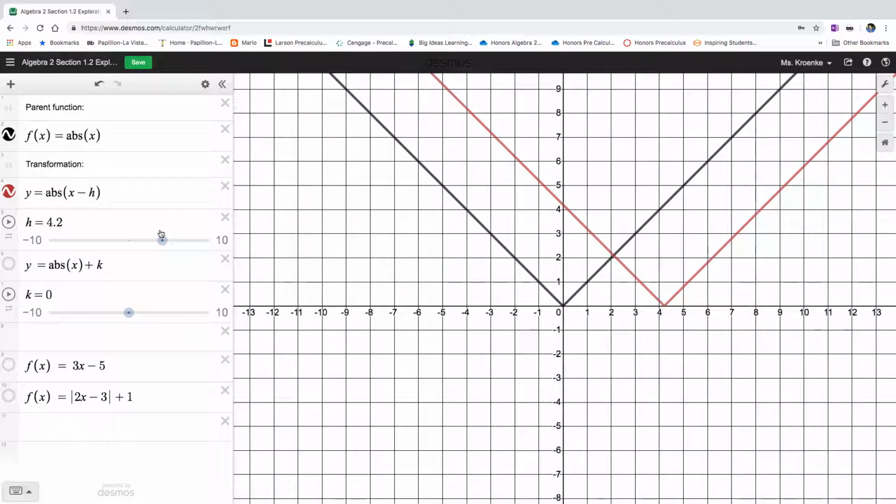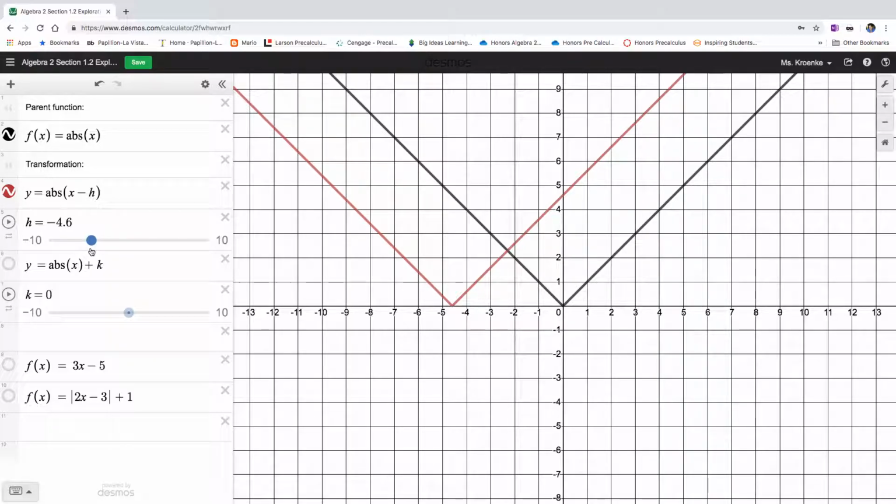So if I put in the negative values, I'll just move my slider. If I put in the negative values, now you can see h is moving negative, then it goes to the right. But in the function, this is actually going to look like x plus 4.2. So plus goes to the left, minus goes to the right.